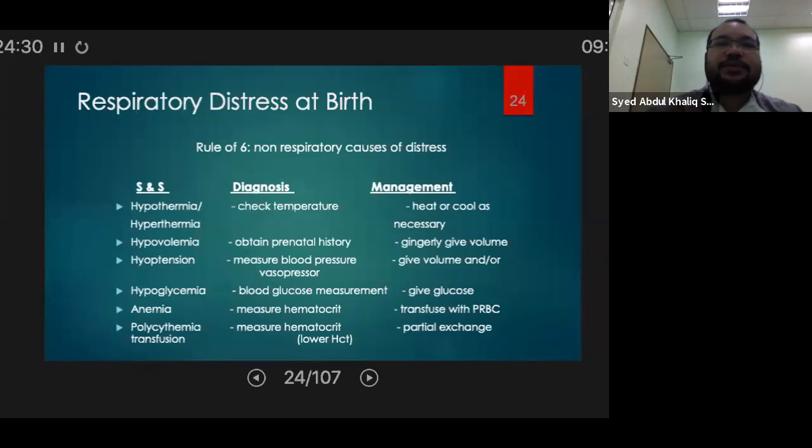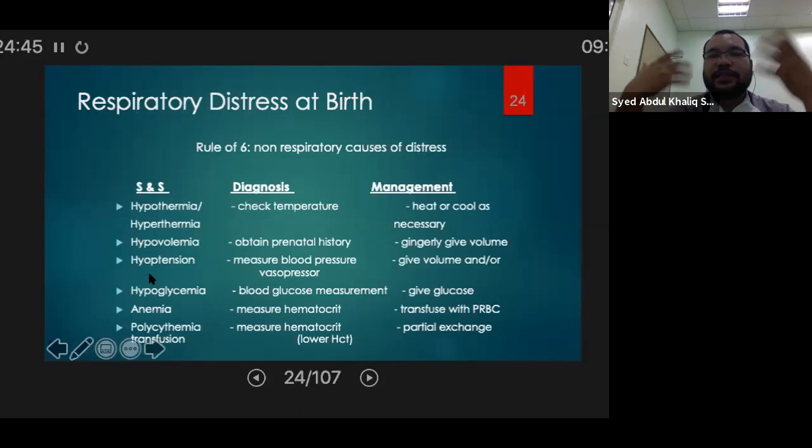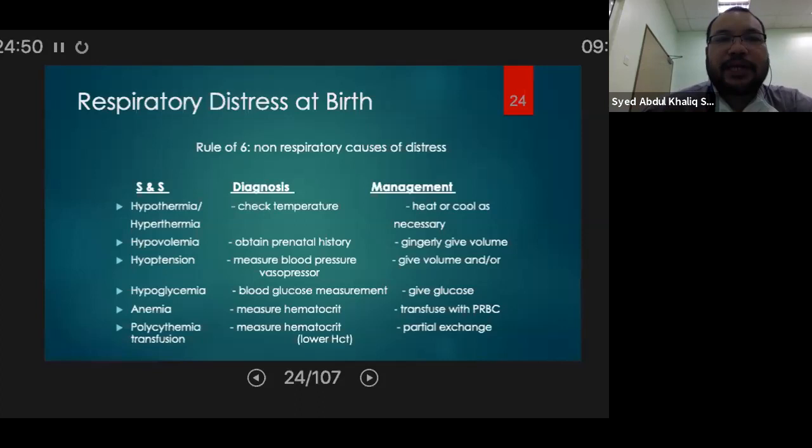Also hyperthermia can cause a baby to be tachypneic and seem to be in respiratory distress. Hypovolemia, of course. Why can hypovolemia cause respiratory distress? Because of the increased stimulation of the cardiorespiratory center, causing the child to be tachypneic as well. Hypotension as well. Hypoglycemia can cause the child to be tachypneic. Anemia as well, and polycythemia.